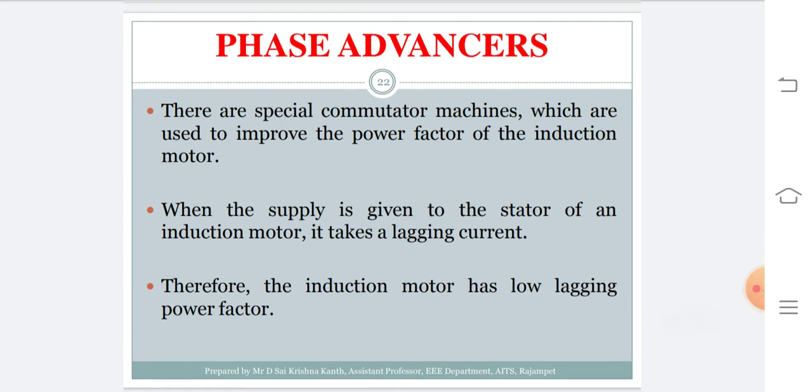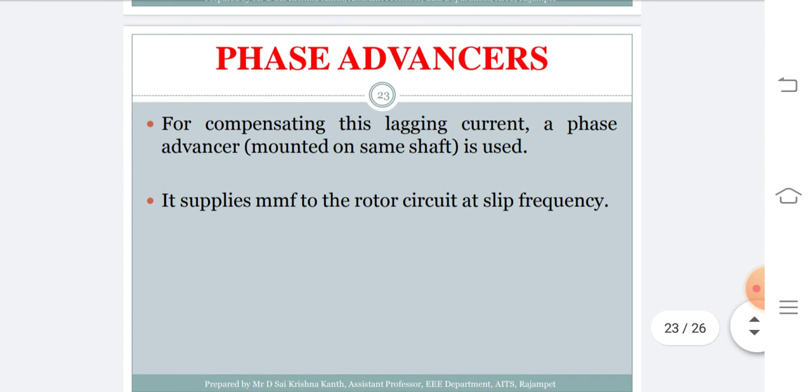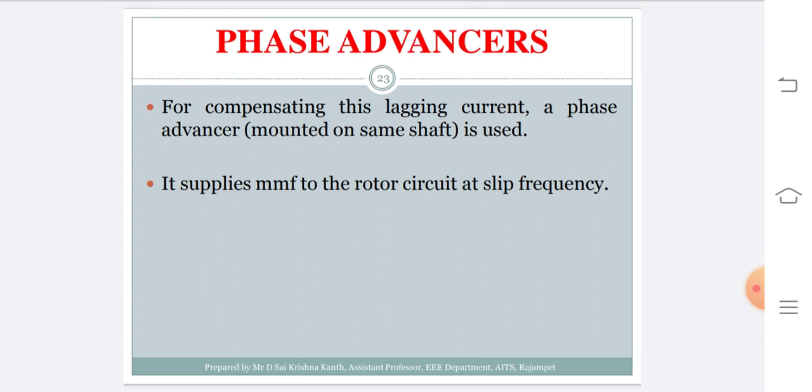This is nothing but a special commutator machine which is used to improve the power factor of the induction motor. We already know that an induction motor under supply condition draws lagging current, so the power factor is also a low lagging power factor. In order to improve the power factor, a compensation is made. To compensate this lagging component of current, a phase advancer is mounted on the same shaft such that it supplies MMF to the rotor circuit at slip frequency, and hence this lagging component of current tends to neutralize.